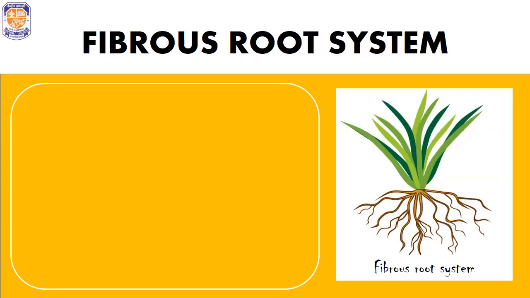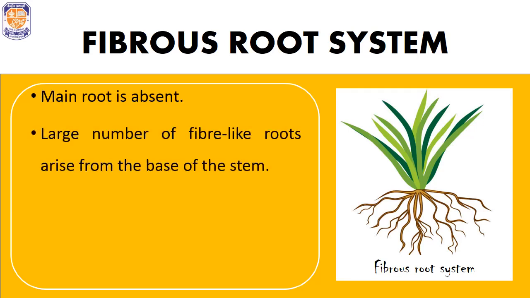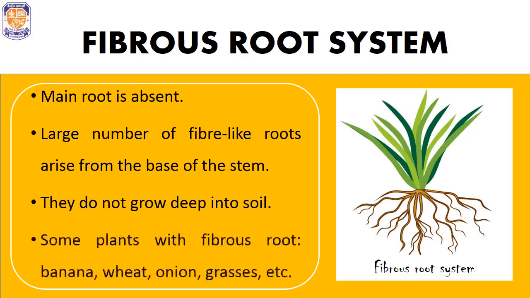Now talking about the fibrous root system, these roots have derived its name because of its appearance, because it looks like a collection of fibers. Fibers means thread. So here the main root is absent, and a large number of fiber like roots begin its development from the base of the stem. These do not grow as deep into the soil as compared to the tap roots. Some of the plants with fibrous roots are banana, wheat, onion, and all the grasses that you see around yourself.